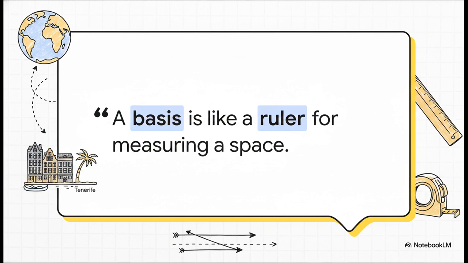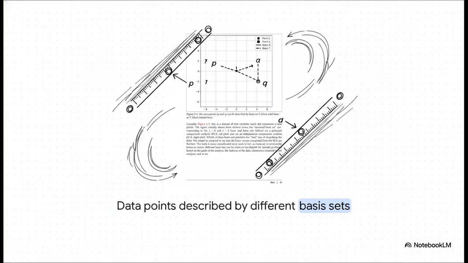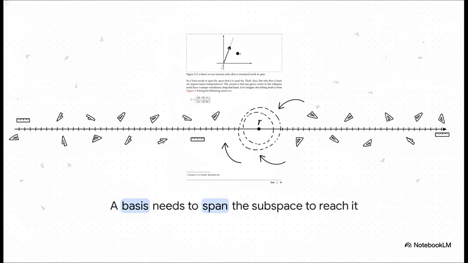Just like you need miles or kilometers to measure physical distance, your data desperately needs a basis to be understood and measured. A basis is basically just a set of rulers used to describe the information in your matrix. To really see this in action, take a look at the data points shown here. You can actually describe these exact same physical data points with entirely different coordinates depending on which ruler or basis set you choose to use. So if you use the standard Cartesian ruler, basis S, that point has coordinates 3 and 1. But if you switch it up and use the dashed ruler, basis T, that exact same physical dot suddenly has coordinates 1 and 0.